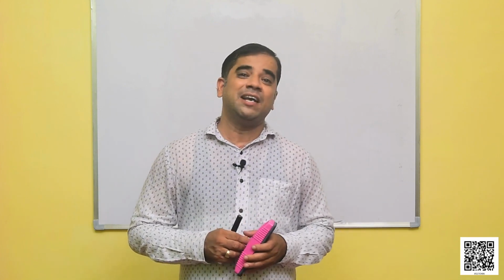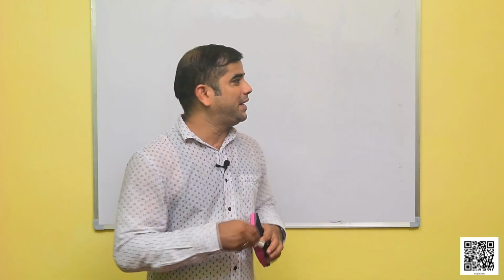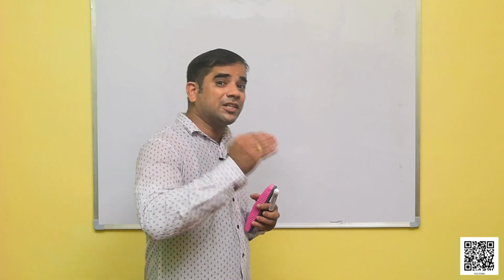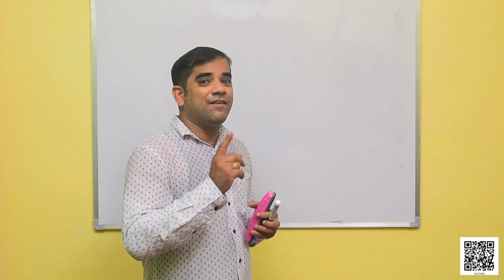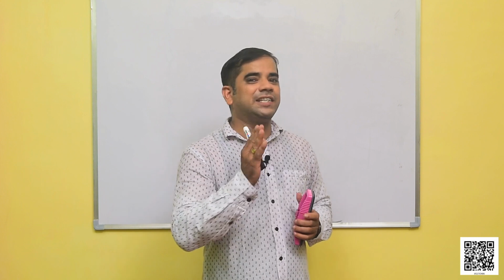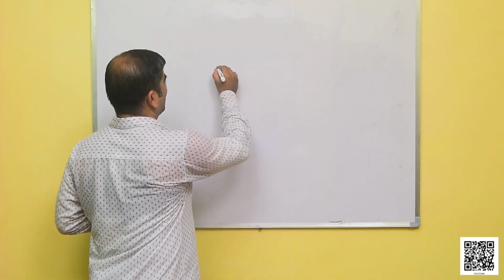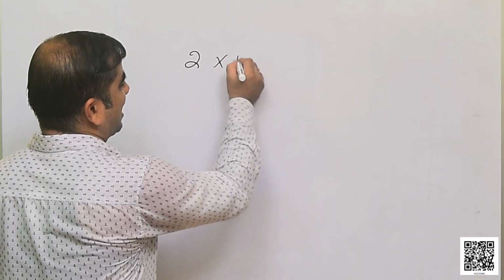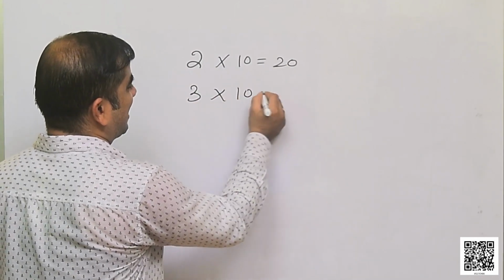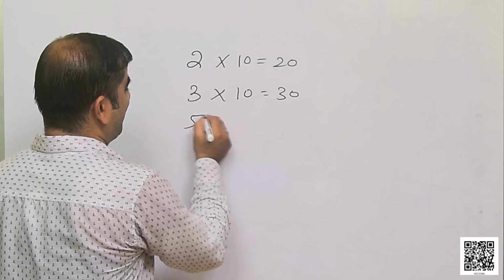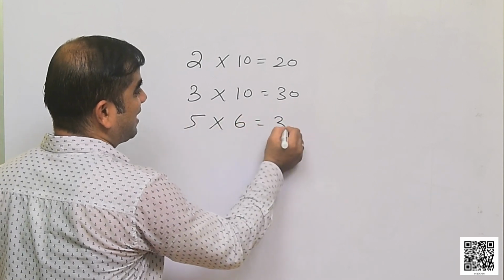acquired by the tiling? It should be the common multiple, or the least common multiple of 2, 3, 5. So which number lies first in all the three tables? Let's check. 2 tens are 20, 3 tens are 30, 5 sixes are 30.